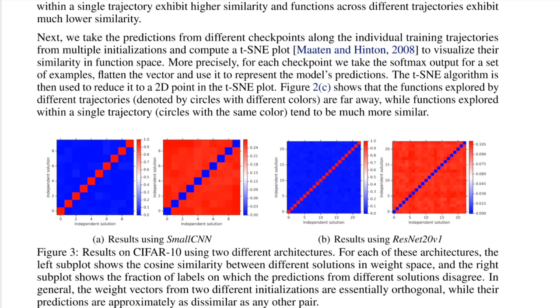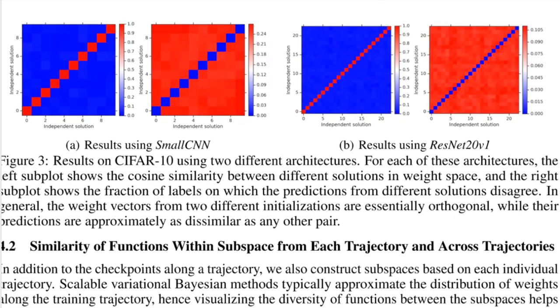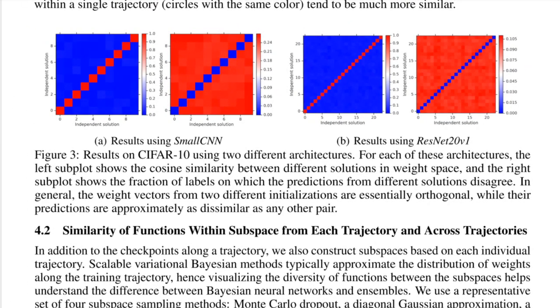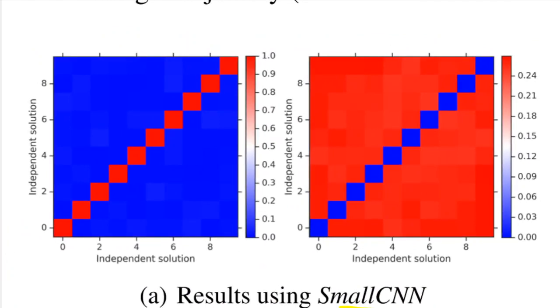So this is right here. Here you can see 2 different things. And we're going to read the plot along with it, just so I remember what I'm seeing here. So using 2 different architectures, okay. For each of these architectures, the left subplot shows the cosine similarity between the different solution weight space, and the right subplot shows the fraction of labels on which the predictions from different solutions disagree. Okay, so it's the same as before. The left is the alignment, and now it's not during training. Now we restart independently. We train the same network 10 different times, and after that, we're going to compare the 10 different solutions. Remember, these all achieve roughly the same accuracy on the data sets.